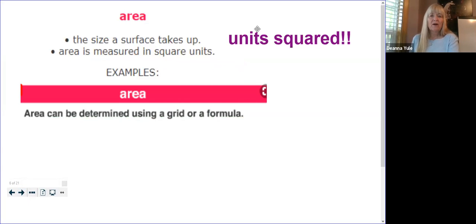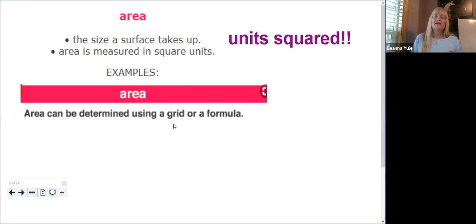Area is a little bit harder. When you find the area, you have to remember that it's units squared, because we'll be multiplying, and inches times inches is inches squared, meters times meters is meters squared. I think of area as the stuff inside of a two-dimensional figure. So when I talk about area, I am talking about two-dimensional objects. The definition here says it's the size a surface takes up. It is measured in square units.